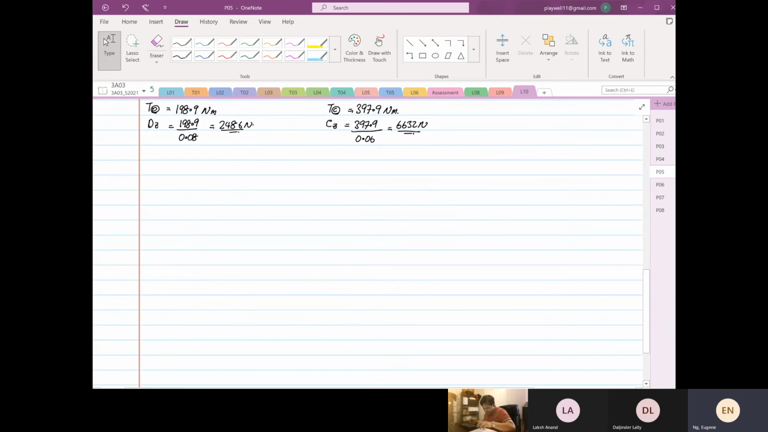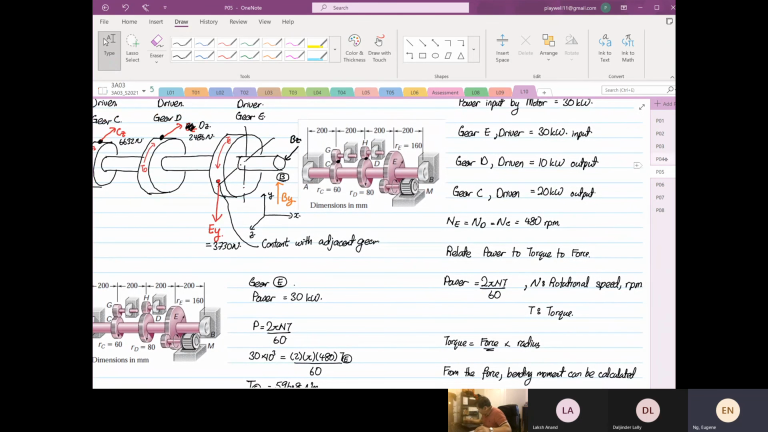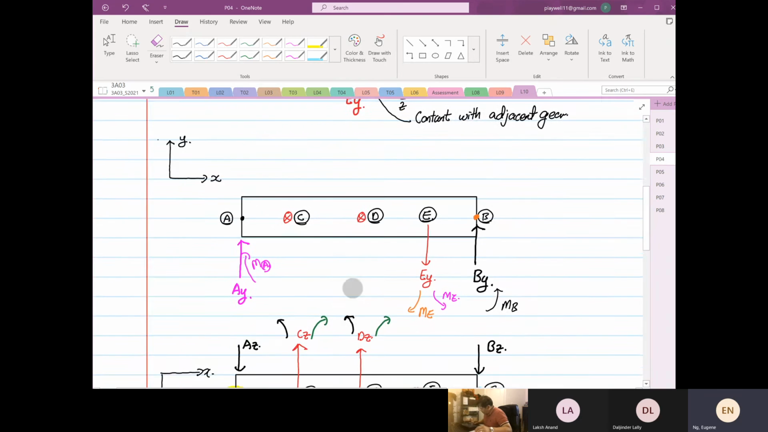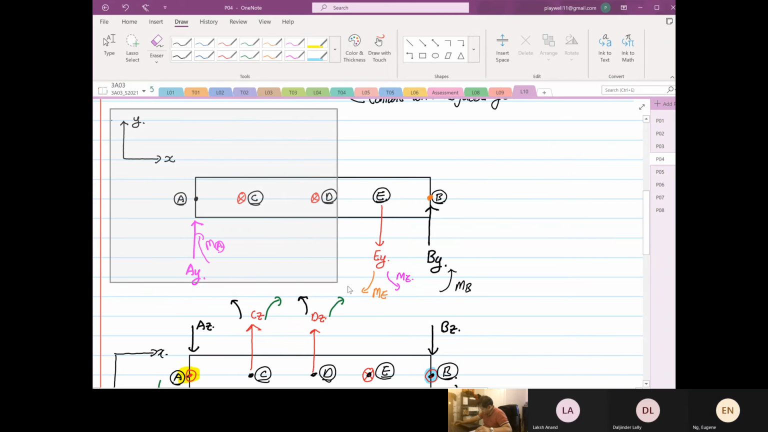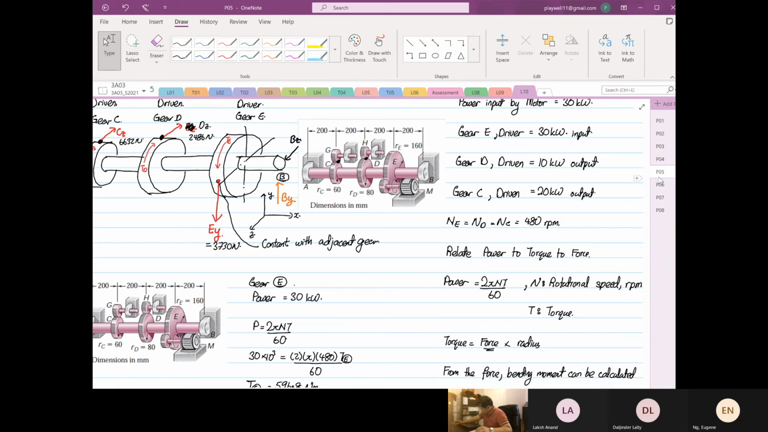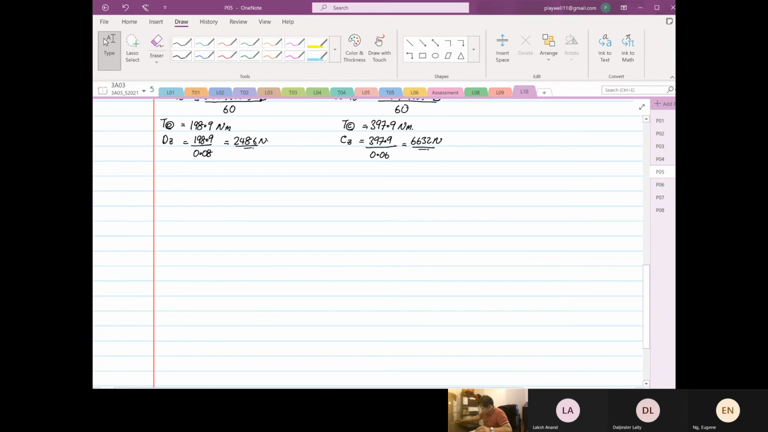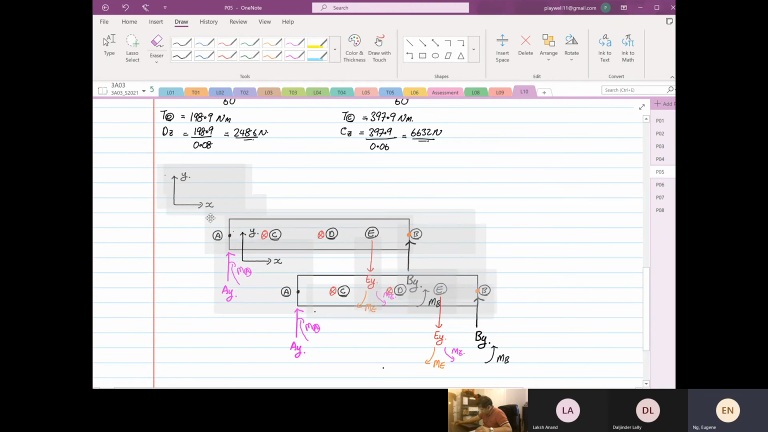Okay, so what we're going to do now is find the forces. We are going to view what we have drawn. So we're going to view this view, and view here. We're going to take this view, and we're going to take this view.